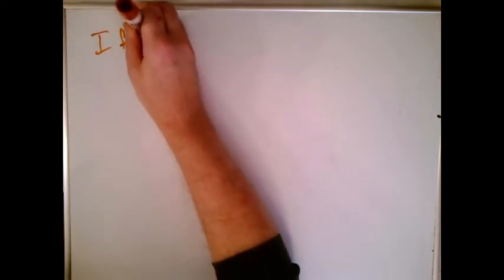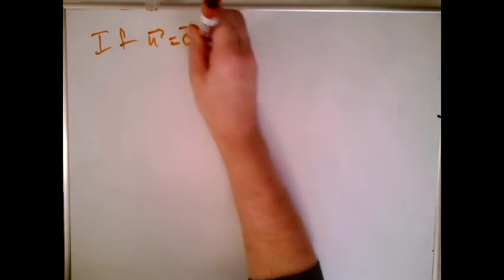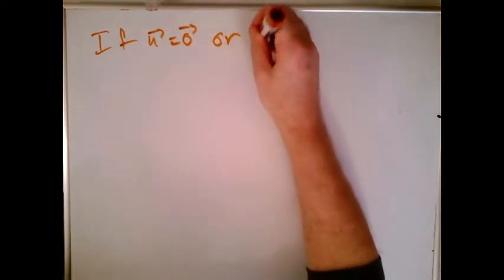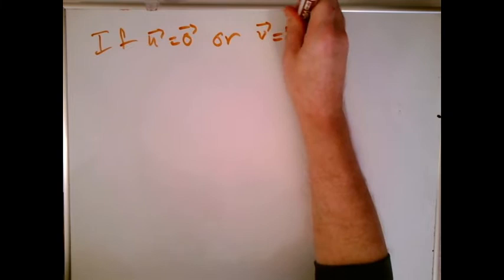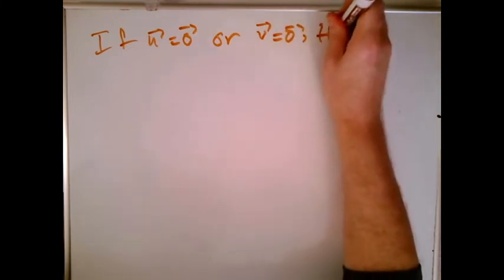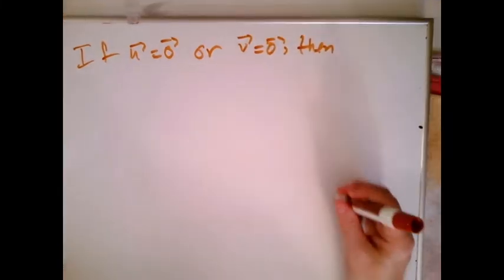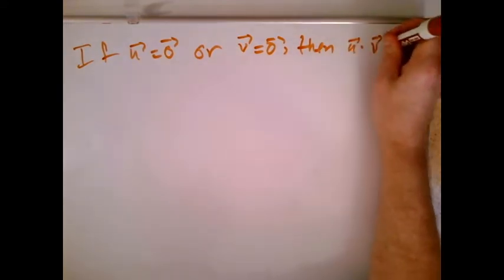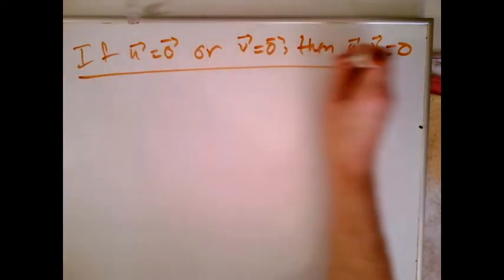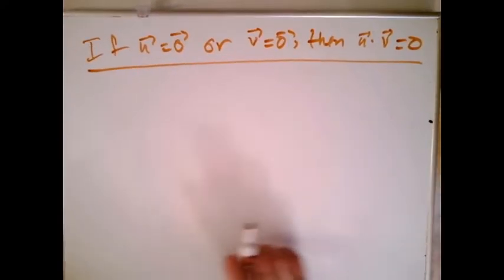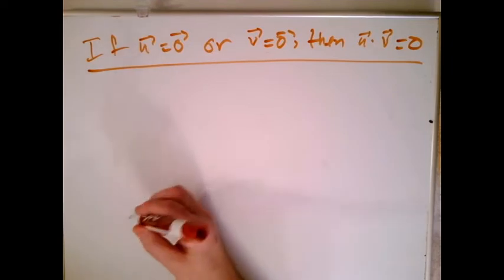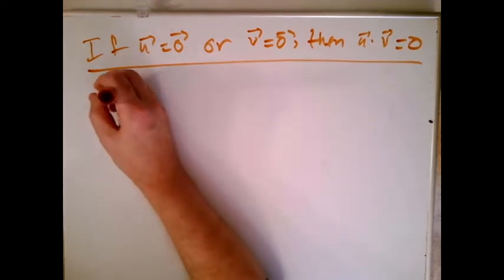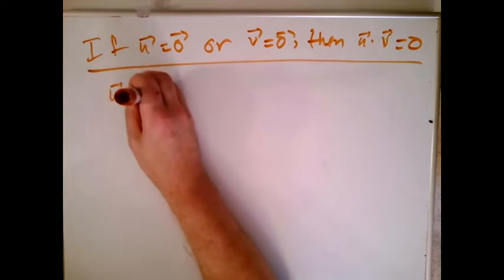The very first one that's listed says if u equals 0, remember that's a 0 vector, or v equals 0 vector, then the dot product must be the 0 number. Now what I'm going to do is just assume that u equals 0, v equals 0, and then try to calculate the dot product. Let's see here.